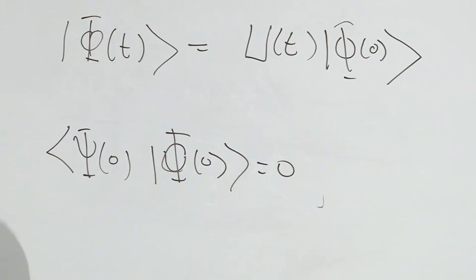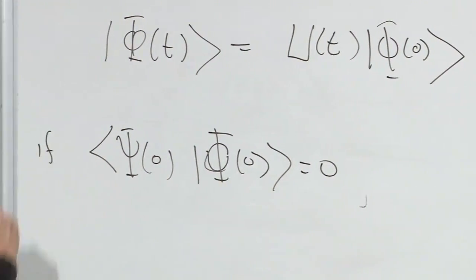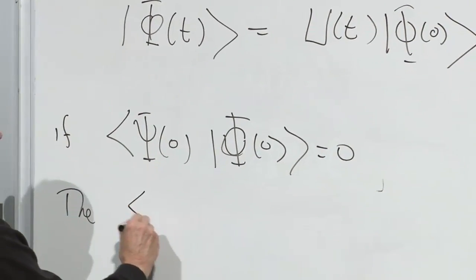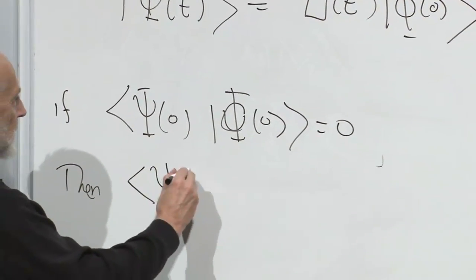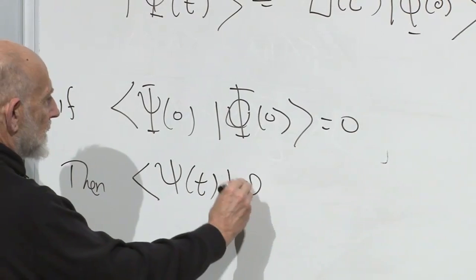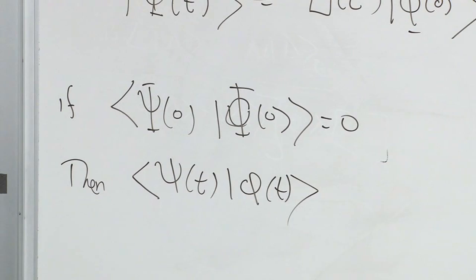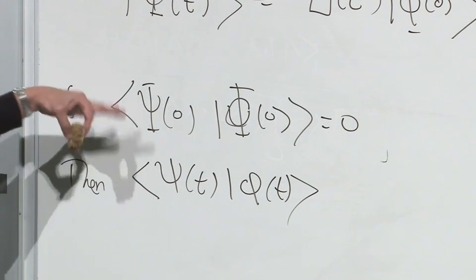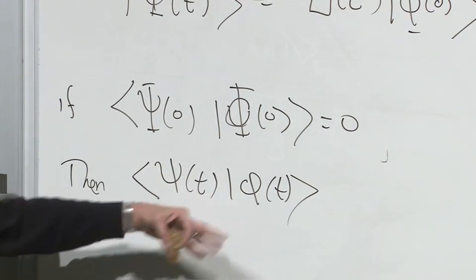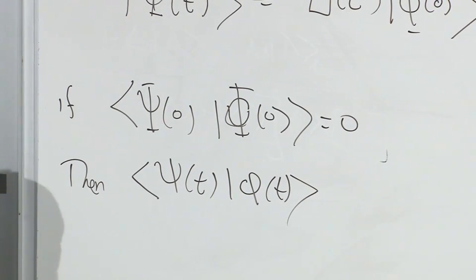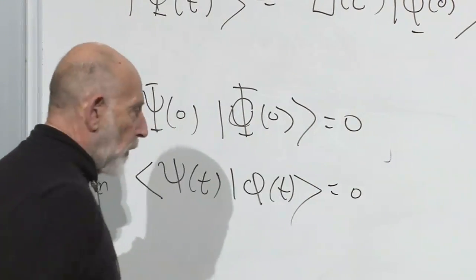If they're initially orthogonal, then... don't ask me to make capital letters. It's much quicker to make the lowercase ones, but I mean capital here. I mean uppercase. Then this is true, and it remains true for all time.